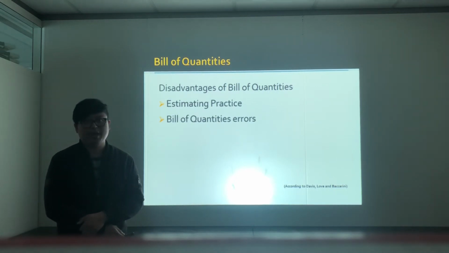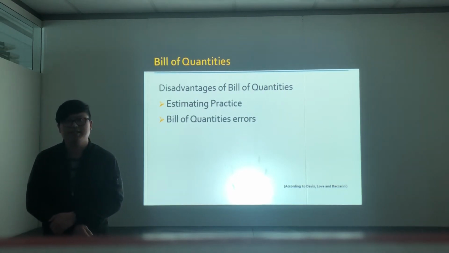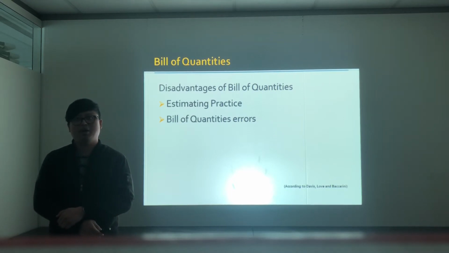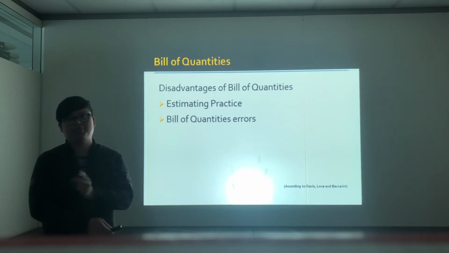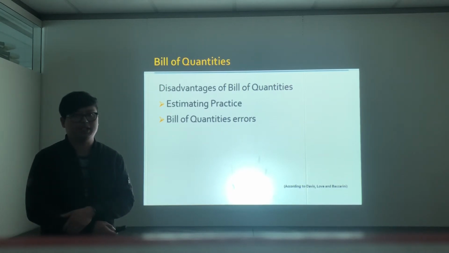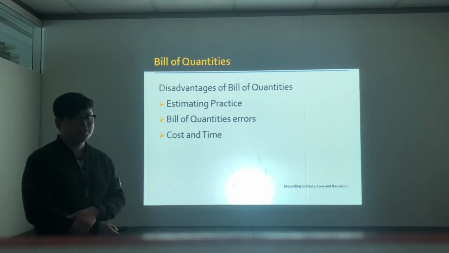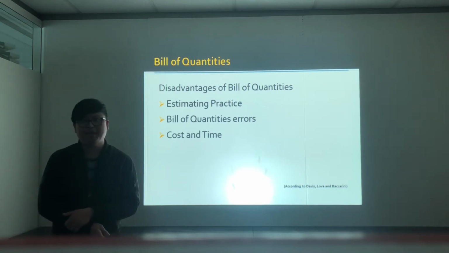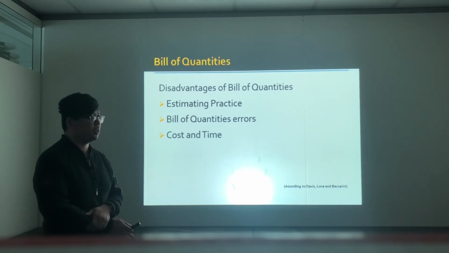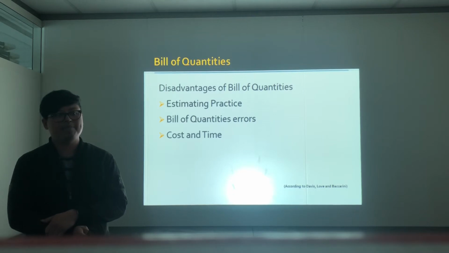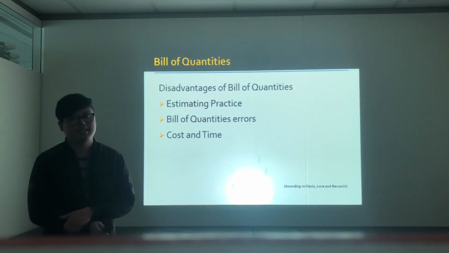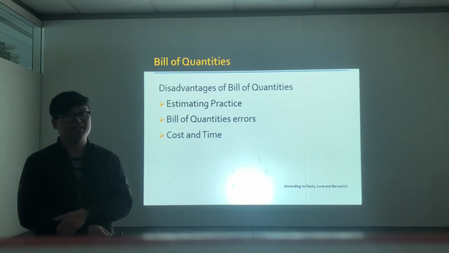Next is the BOQ errors, or bill of quantities error. There is a significant chance of finding errors and discrepancies between the drawings, specifications, and the bill of quantities. Cost and time. The preparation of the BOQ tends to increase the cost and length of the documentation period, especially when you want a fast-track project. It will be a big disadvantage to the client.